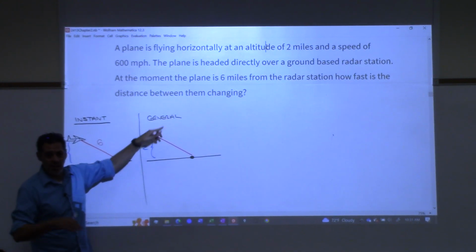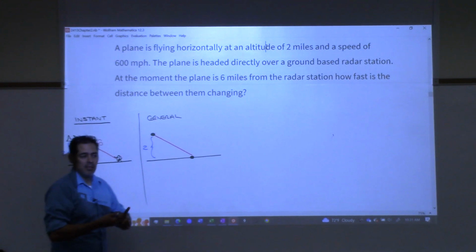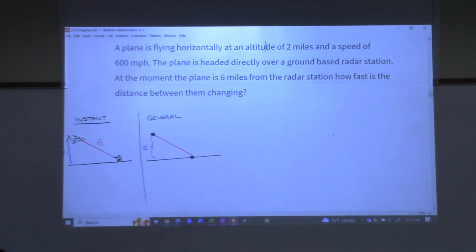That does not change. But that distance between the two is changing in my general picture, right? Because the plane is actually moving. So isn't that the thing that we are interested in? We want to know how fast that thing's changing. So that means I should assign a variable to that distance. So what letter would you like me to use? D. So D makes sense because it's a distance, right?